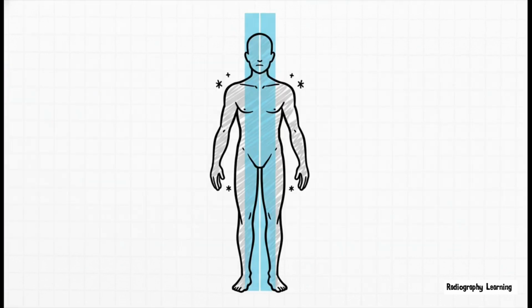Oh, and a quick little side note here. If that sagittal plane slices perfectly down the midline, creating two equal mirror image halves, well, that gets a special name. We call that the median, or mid-sagittal plane.